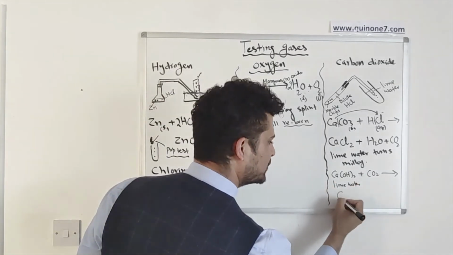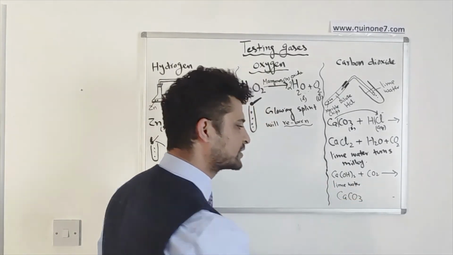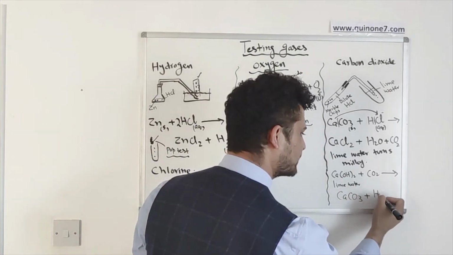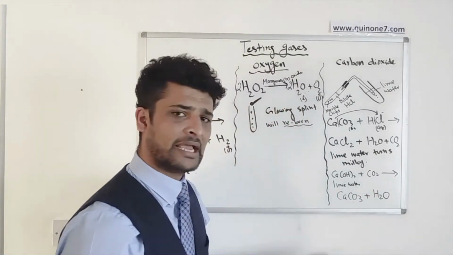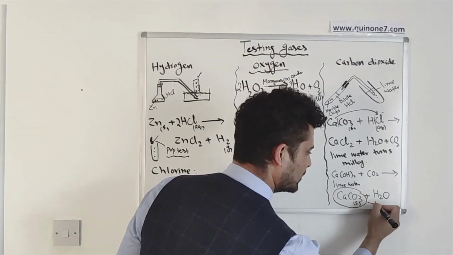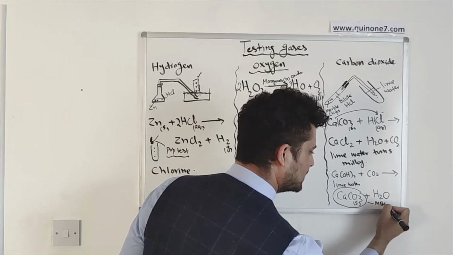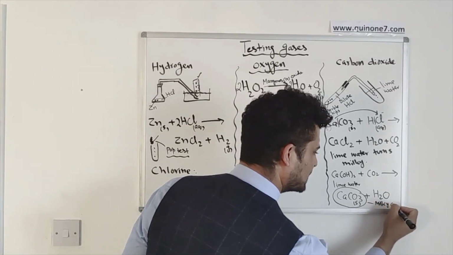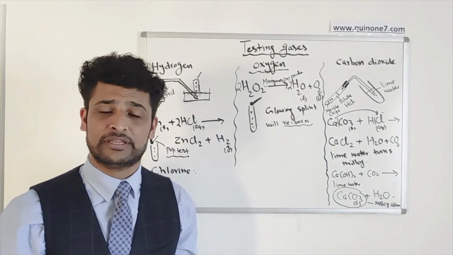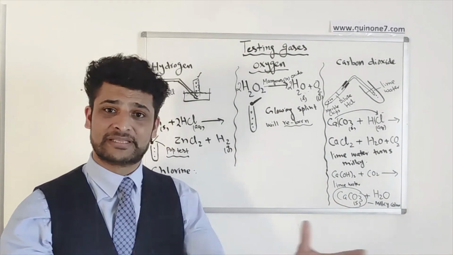That's why it is milky. So it will produce CaCO3, calcium carbonate, along with water. And this solid is what gives the milky color. The milky color is because of the calcium carbonate, which is insoluble in water. That's why it appears milky.